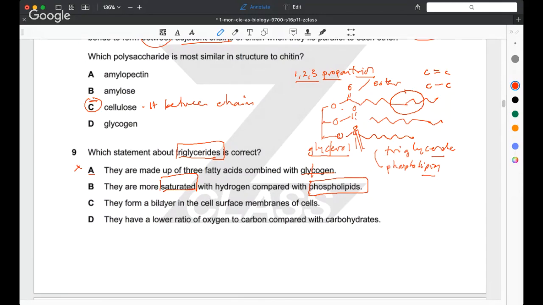And again, this is kind of playing with any weak understanding that you've got. The bilayer in the cell surface membranes, of course, is nothing to do with triglyceride, but is to do with that phospholipid, where one of the fatty acids is removed and you replace it instead with a phosphate group. So that's wrong, isn't it? And that's wrong. So by the process of elimination, the only one that's left is D.